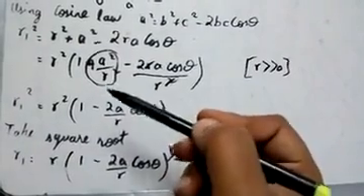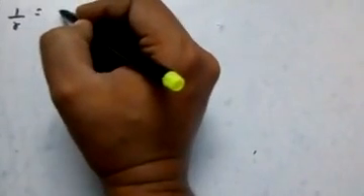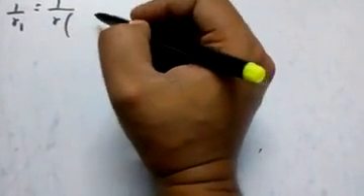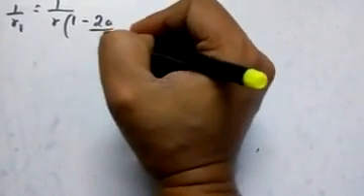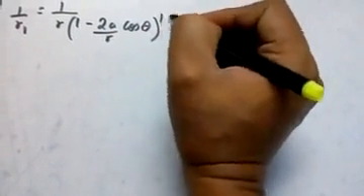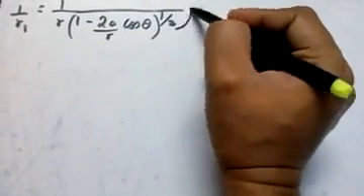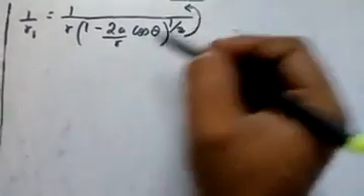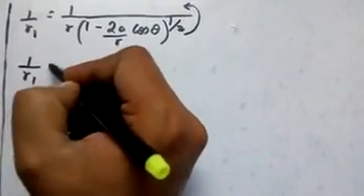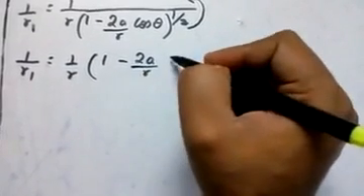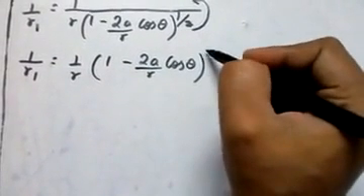So let us find what is 1 by r1. 1 by r1 can be found by taking the reciprocal of the last equation. 1 by r1 is equal to 1 by r into that value, that is 1 minus 2a by r cos theta, power half. Now you take this full term to the numerator, it will become power minus half. So let me write that down. 1 by r1 is equal to 1 by r into 1 minus 2a by r cos theta, power minus half.